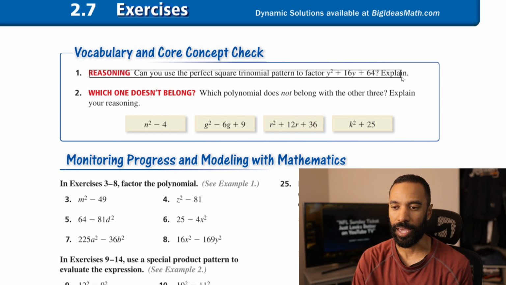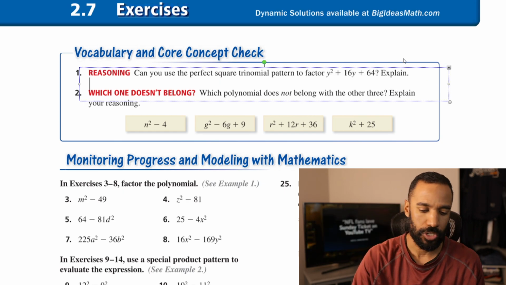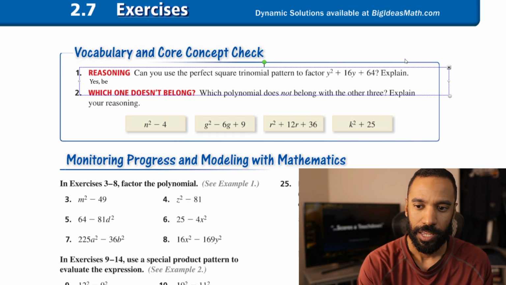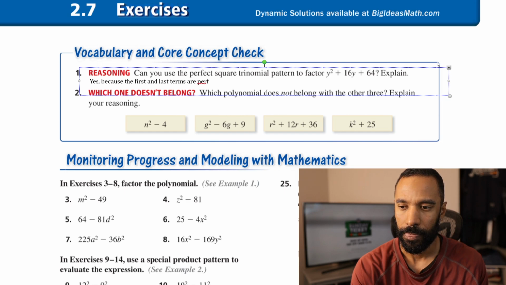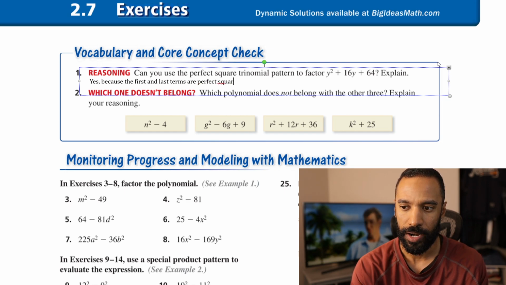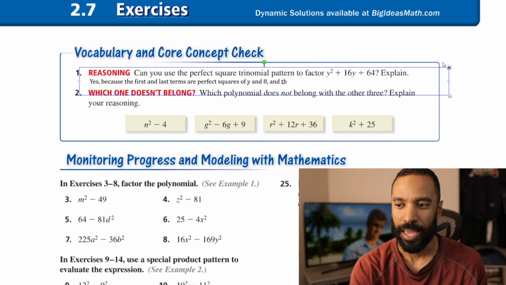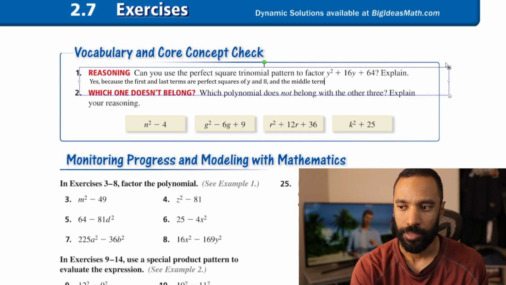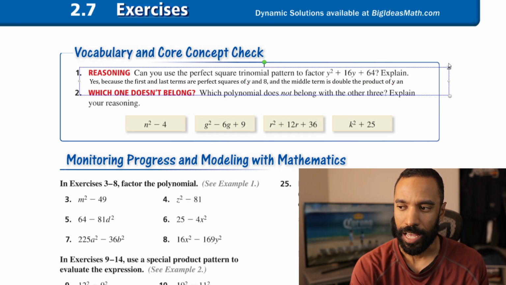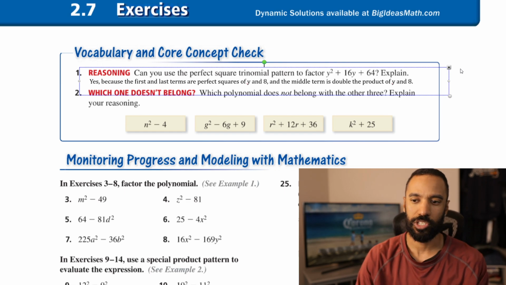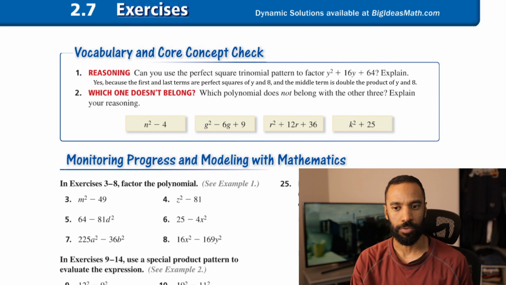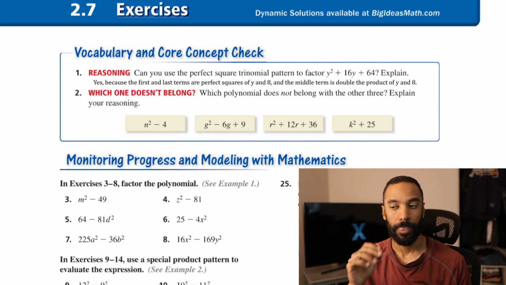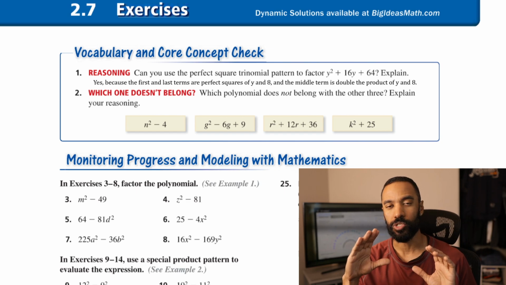Explain. Absolutely you can. This is a perfect square trinomial, so yes, because the first and last terms are perfect squares of y and 8, and the middle term is double the product of y and 8. That's what we're looking for. Are the first and last terms perfect square values themselves? Is the middle term double the product of those two things that were being squared? Yes. That would factor into y plus 8 quantity squared.